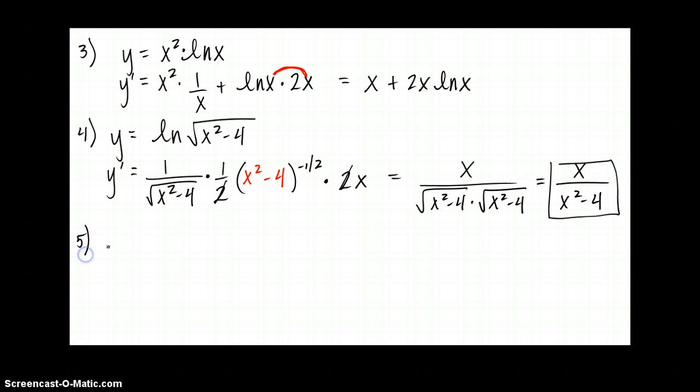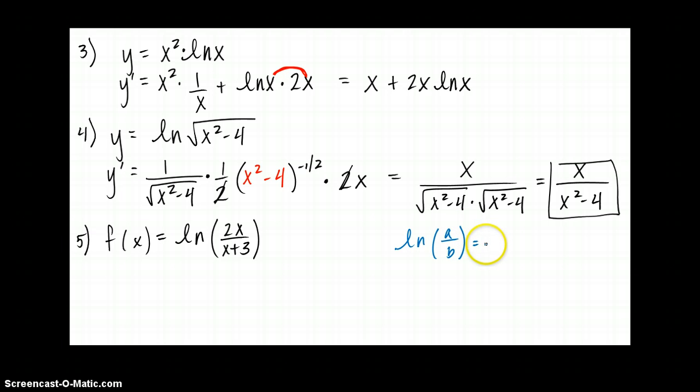Alright, let's use some properties of the natural log. Okay, so from the first slide we said the natural log of a divided by b could be split up as the natural log of a minus the natural log of b. So we're going to do that here before we attempt the derivative, because if we didn't, think about what the derivative of the natural log is. It's 1 over this expression, and then you have to derive this expression, which would use the quotient rule.